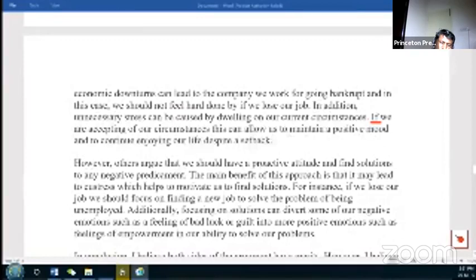So we've got this if phrase, if we're accepting of our circumstances. So all of this is the dependent phrase. The idea is unfinished. The listener, the reader is waiting to hear how this idea gets finished. We couldn't just end the sentence here. So we've got if we're accepting of our circumstances, this can allow us to maintain a positive mood and to continue enjoying our life despite a setback. So the underlined part is the dependent clause. The other part of it is an independent clause. It could be able to stand on its own.